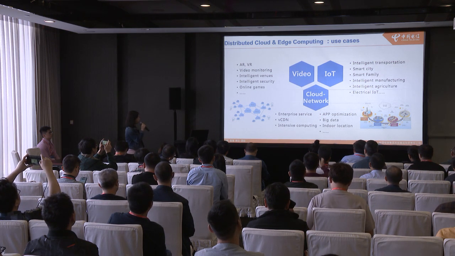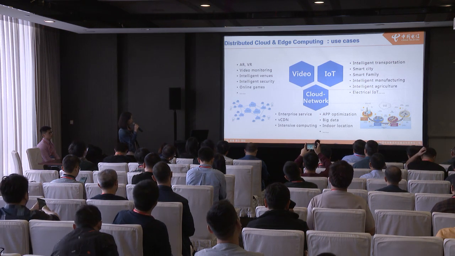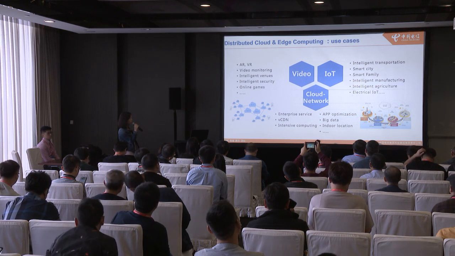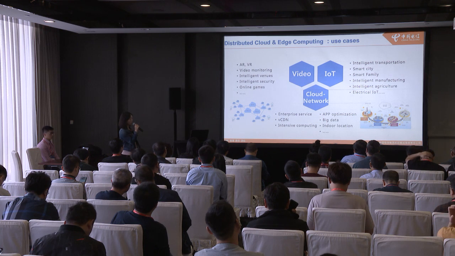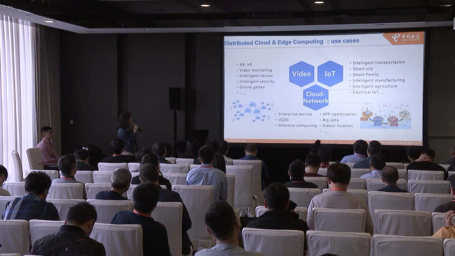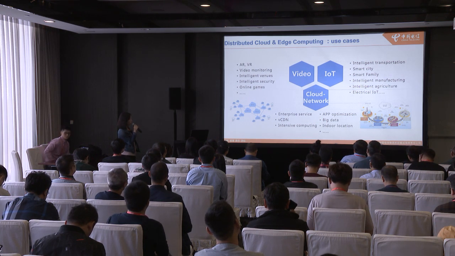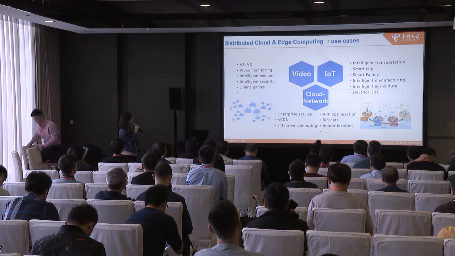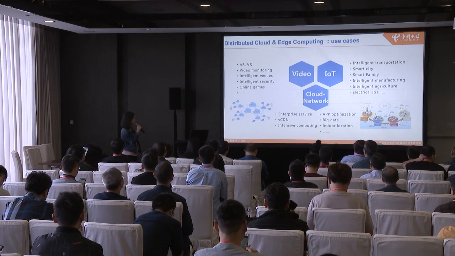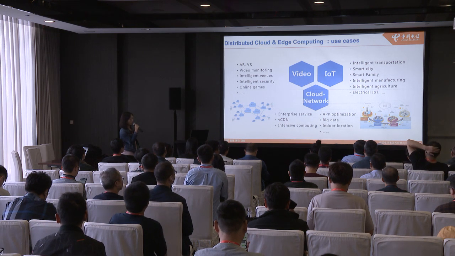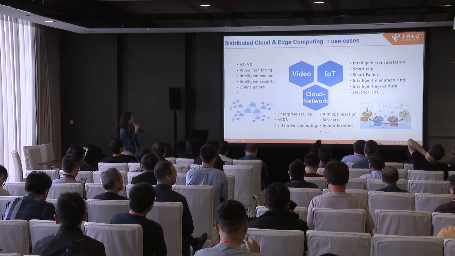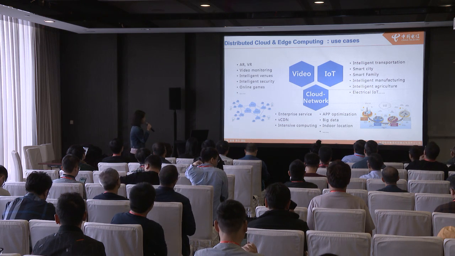And the third, cloud network. You know, the network is the key capability of our carriers, and so is the cloud. They are the same. So the cloud network convergence is very important for carriers, which will provide some new solutions for traditional services and also new service experience for the customer in the new trends.